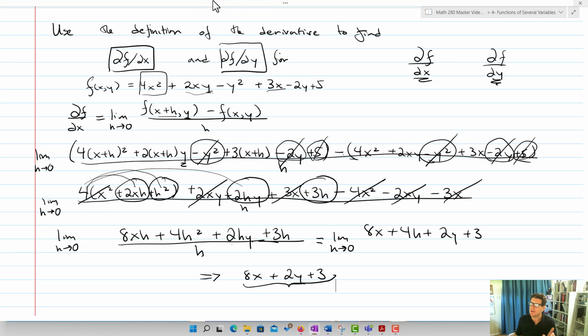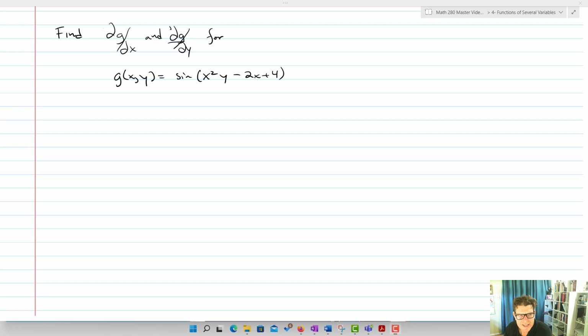Okay, let's see what happens when we treat x as a constant. All right, let's take, for example, g of x, y equals sine of x squared y minus 2x plus 4. Let's find dg/dx and dg/dy. And so now we're not actually going to use our definition, because it's the sine function. Well, if I think about this, what I've got here is basically a chain rule.